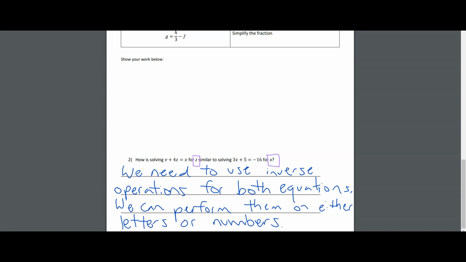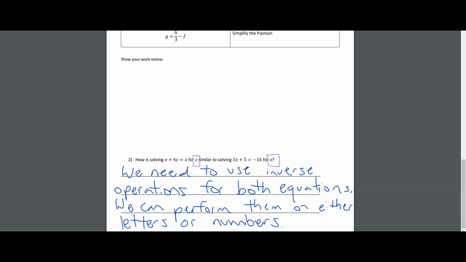Okay, so I already wrote down the thoughts just so we don't have to spend time doing that, but now we can discuss. So I said we need to use inverse operations for both equations. Right? We need to use inverse operations in the first one to get z by itself. We've got to move the v to the other side. We've got to figure out a way to simplify the 4 next to the z. But we also have to use inverse operations for the second equation to get the x by itself. The idea is the same.